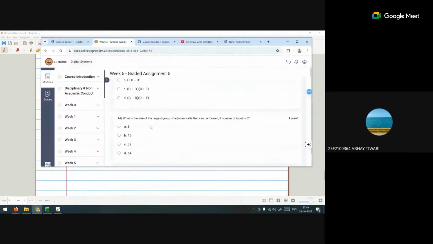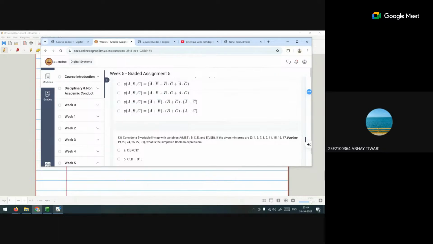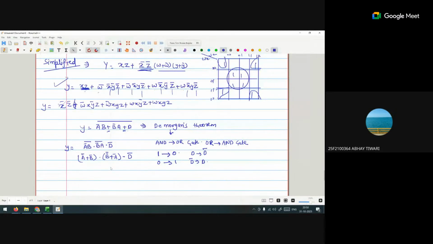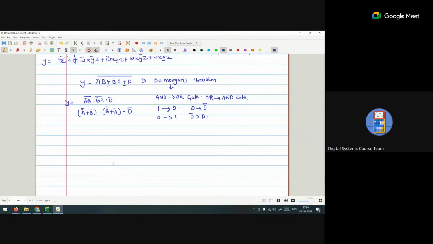Yes, sir. I thought that De Morgan's law is valid for only two variables. No, no, no. It is valid for all. The only concept is, it doesn't matter how many variables there are. The AND gate will be converted into OR gate and OR gate will be converted into AND gate. That is the first thing, and second, the logic will be changed. One will be 0 and 0 will be 1.